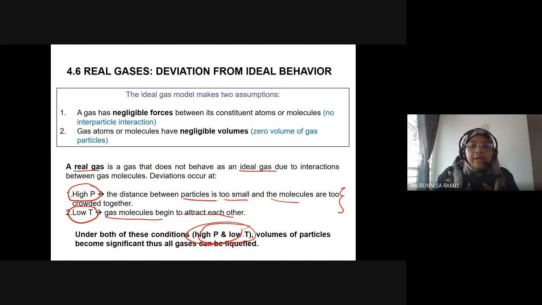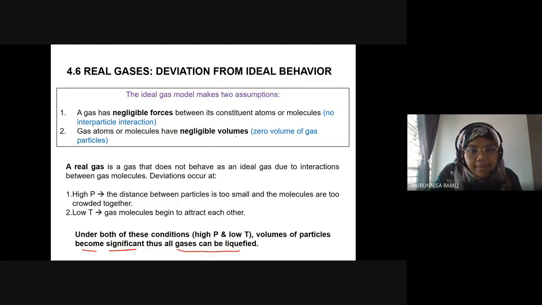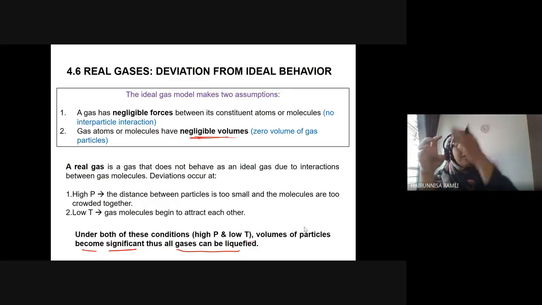Okay, so under both of these conditions, the volume of particles become significant, thus gas can be liquefied. Maksudnya, volume particles sebelum ni kita abaikan kan? So now dia dah tak diabaikan, significant, sampai menyebabkan gas tu can turn into liquid. Daripada gas, dia berubah jadi liquid. Sebab volume tu dah jadi nampak. Asalnya kan gas tu dia bergerak random kan, secara rawak, dia langgar all the walls of the container. Now bila dia ada interaction, so you dah nampak that volume dah jadi significant, you dah tak boleh abaikan. So dia dah makin rapat sampaikan dia boleh jadi liquid.